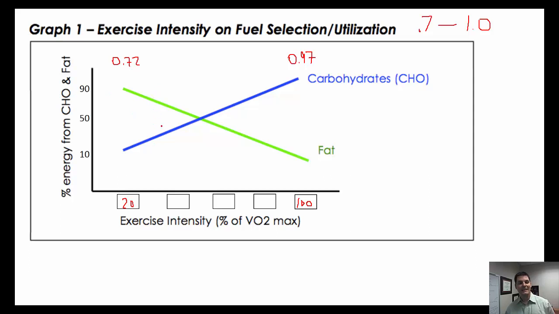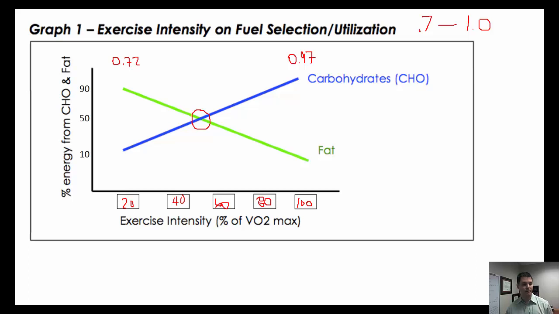What we can see here is as we increase intensity, from 20 to 40 to 60 to 80% of our VO2 max, the harder you exercise, the less fat you burn as a substrate, and the more carbohydrates you burn. Ultimately, we see this ratio decline on fats, increase on carbohydrates, and ultimately we intersect at this position. This intersection is called the crossover.